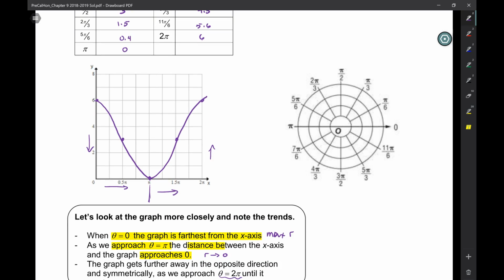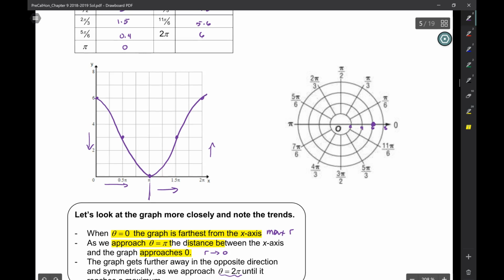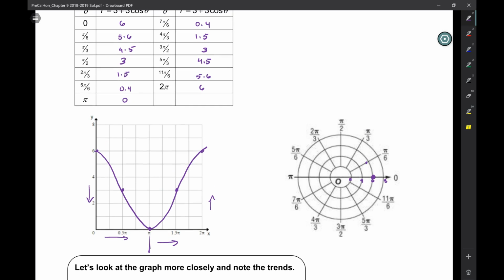All right. So when theta equals 0, my distance is the farthest at 6. So what I'm going to do here is calibrate this by 2's. When theta equals 0, my radius is at 6. At pi over 6, 5.6. So right there. At pi over 3, 4.5. At pi over 2, 3.